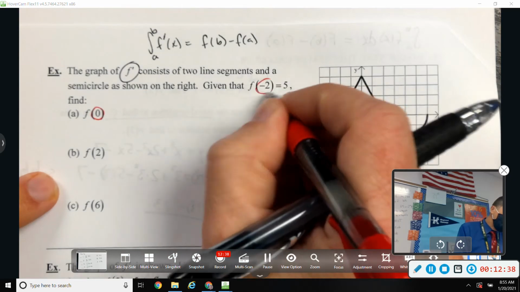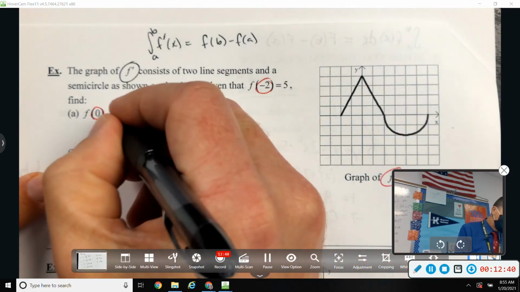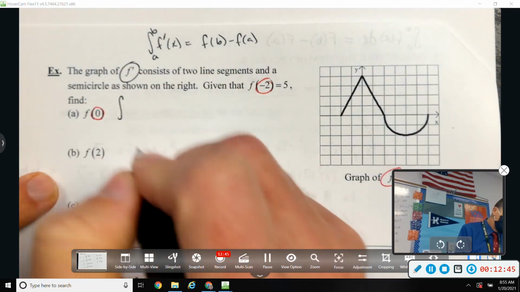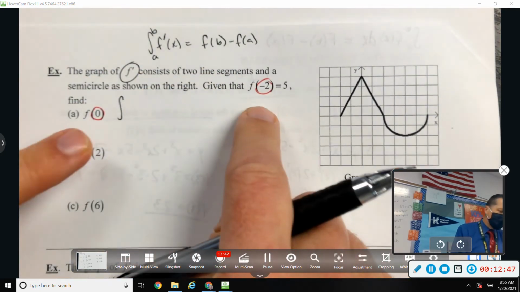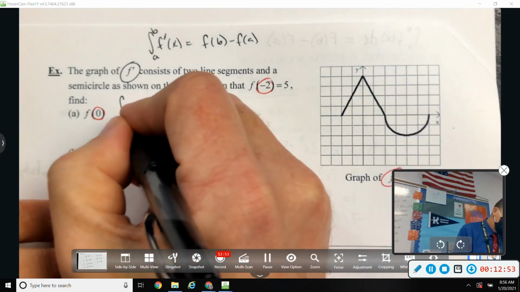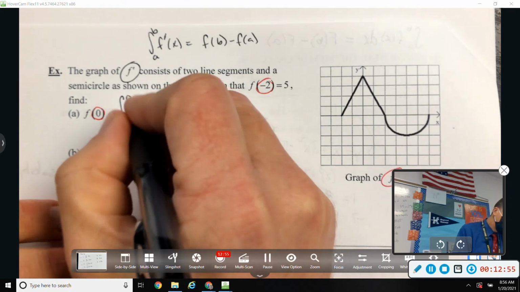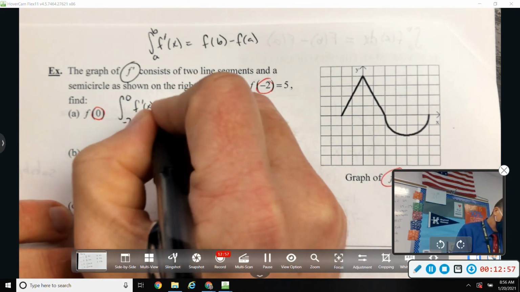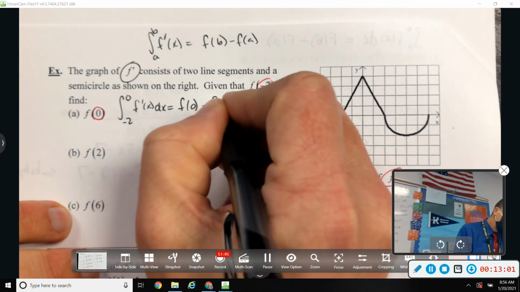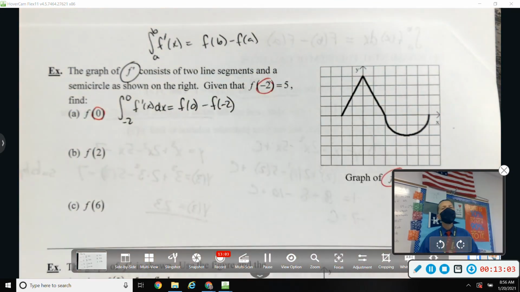and we know f of negative 2, then we should probably write the integral from, let's be careful, which one of those is the smaller number? Negative 2. From negative 2 to 0 of f prime of x dx equals f of 0 minus f of negative 2. Top one minus the bottom one.